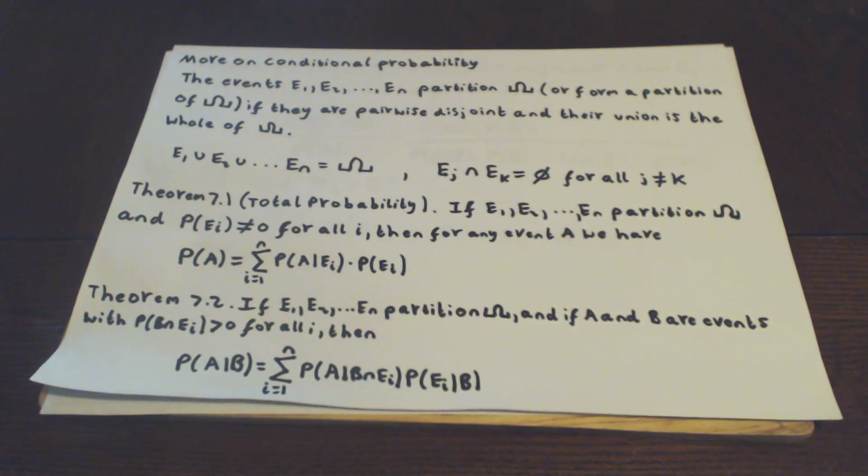Now we've got theorem 7.2. If E1, E2 again, all the way to En, partition a sample space and A and B are events with the probability of B intersection Ei greater than 0 for all i, then we have A given B is the sum from i equals 1 to n of the probability of A given B intersection Ei times the probability of Ei given B, right?